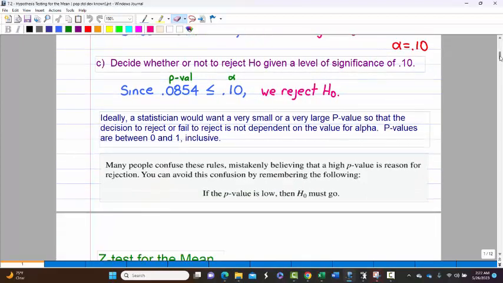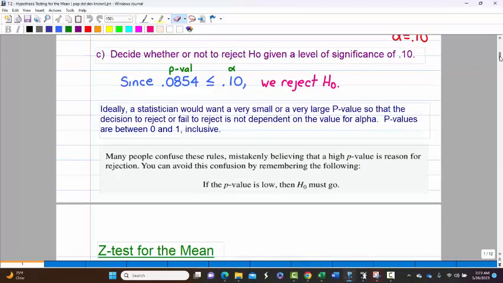Some people confuse these by thinking a high p-value is rejection. No, that's wrong. It's a low p-value. Here's a little slogan that came from a different book, and I like it. It says, if the p-value is low, then the H0 must go. So there you go. We'll get rid of the H0. Low p-values are what lead to rejection. All right.